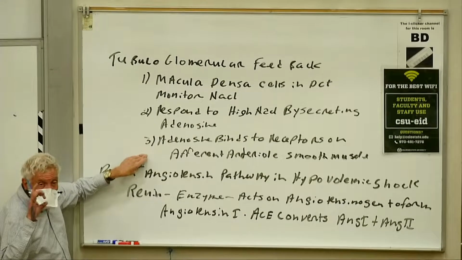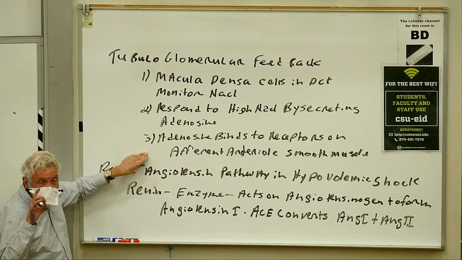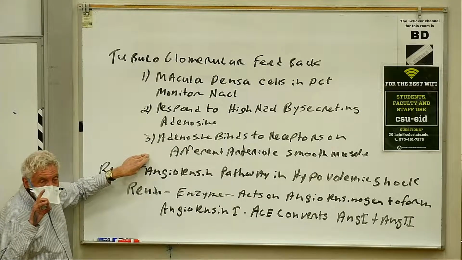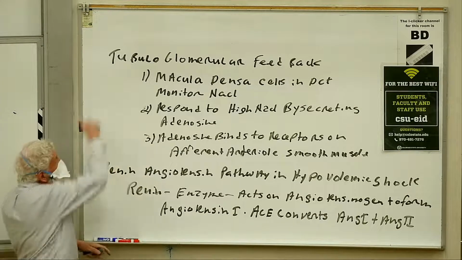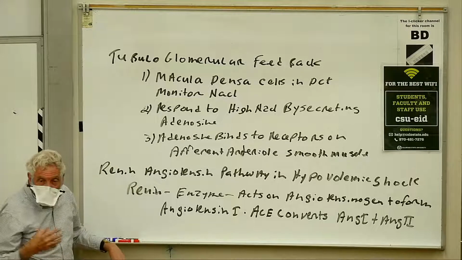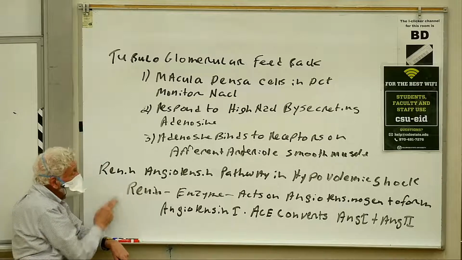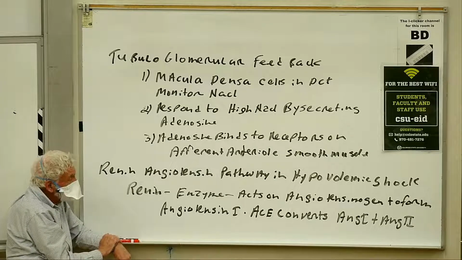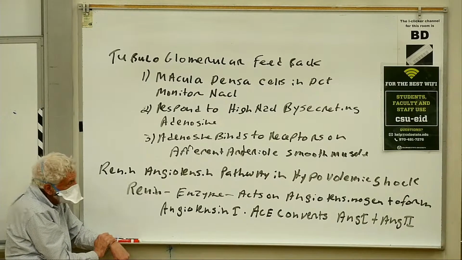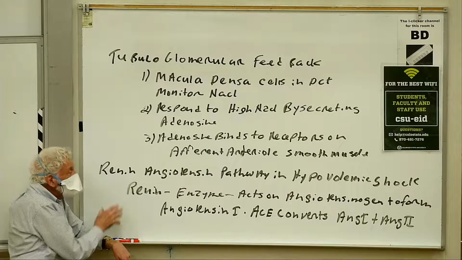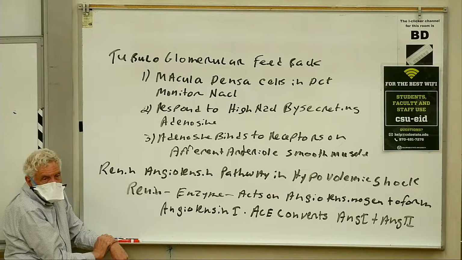This is the constriction on the afferent arteriole, and now glomerular filtration rate can go back up again. So in this way, we're regulating glomerular filtration rate through the system. And then finally, there's going to be the renin-angiotensin pathway. We'll probably get to this on Monday. It's affecting systemic blood pressure.